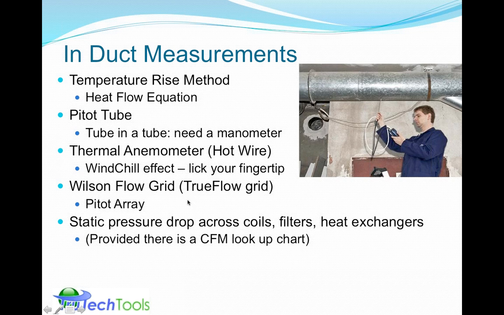And then there's also looking at the static pressure drop across filters, coils, or heat exchangers, provided there is a CFM chart to do a lookup. There are several groups out there that actually have generic static pressure drops. They may work, but you're better off if you have a CFM lookup chart, and we'll talk about what that is in a moment. And then there are rotating vane anemometers, which directly measure the airspeed by turning a propeller inside the rotating vane, inside the duct measurement.